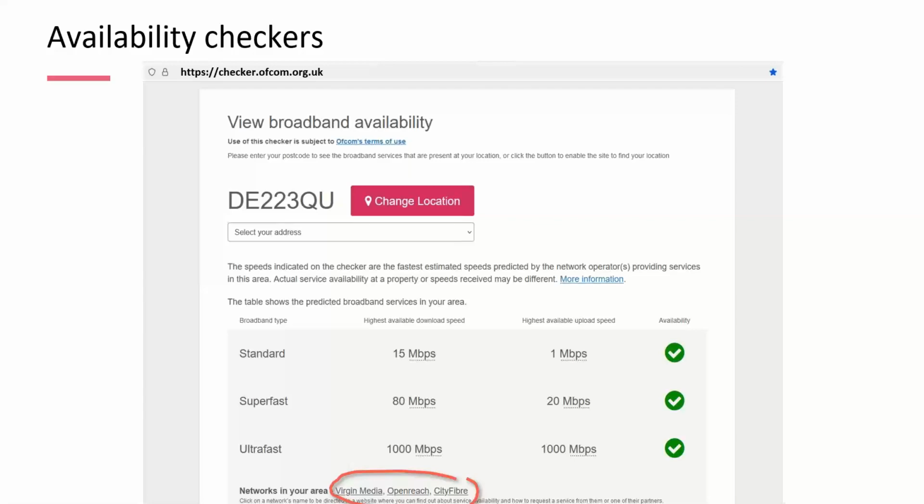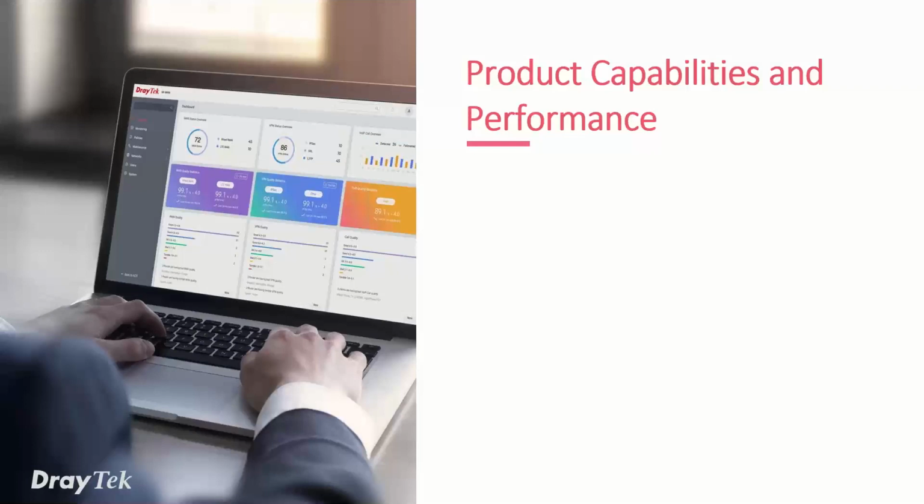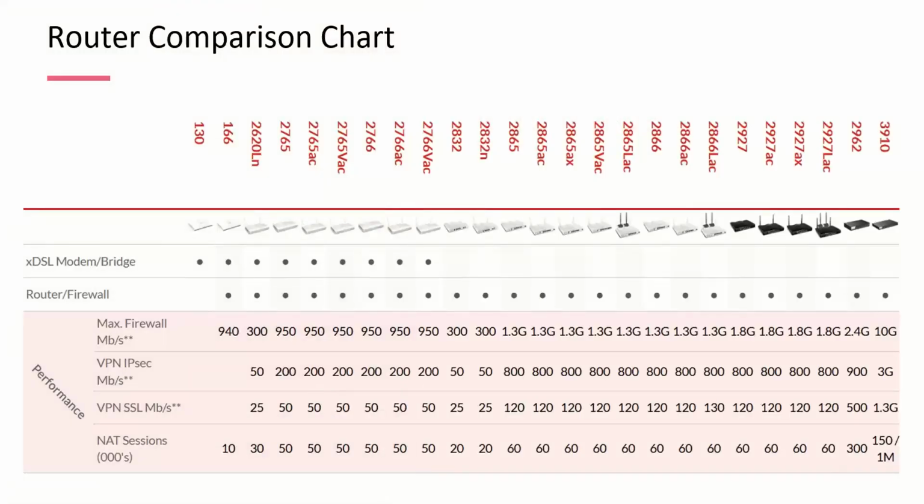So if we look at that, the trend is towards faster connections. So let's look at the DrayTek products and the product capabilities and performance to see where the routers stack up and what we can push them to. Here's the router comparison chart from the DrayTek site. I've condensed it just to focus on some of the performance figures. Got all of the models across the top, so the 2927, 2928 range and the 2962 and 3910.